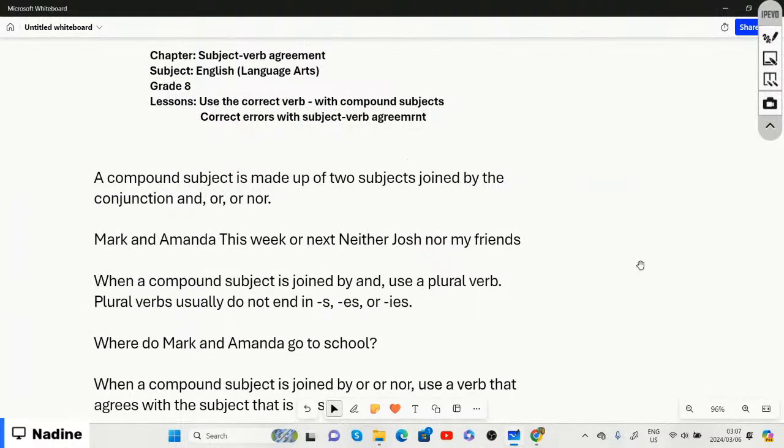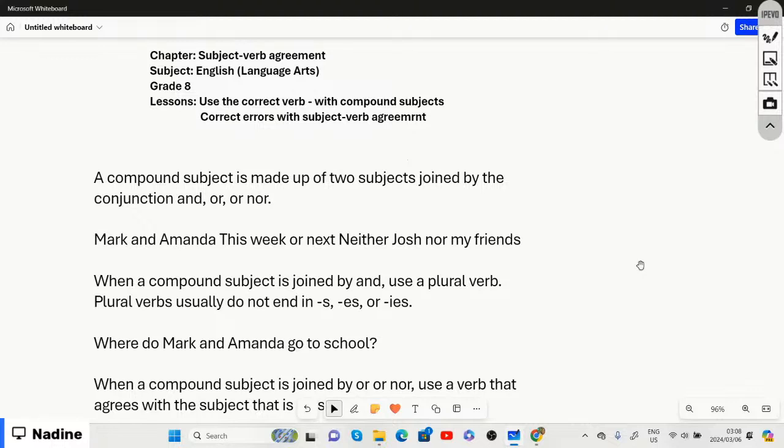And the lessons that we're going to be focusing on under the chapter of subject-verb agreement are to use the correct verb with compound subjects, and to correct the errors with subject-verb agreement. All right, so now we are at subject-verb agreement.